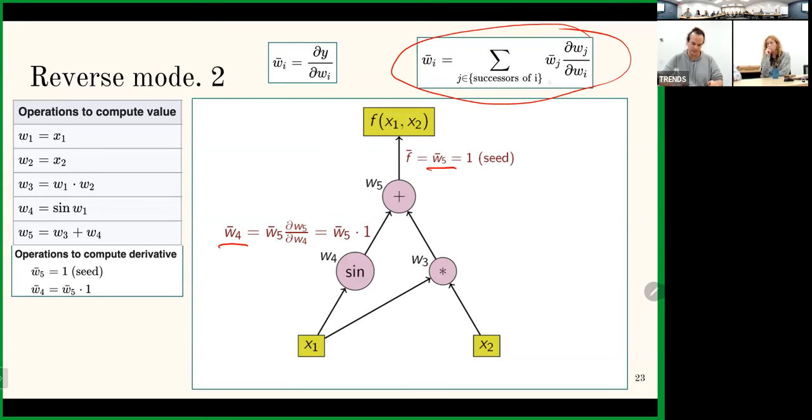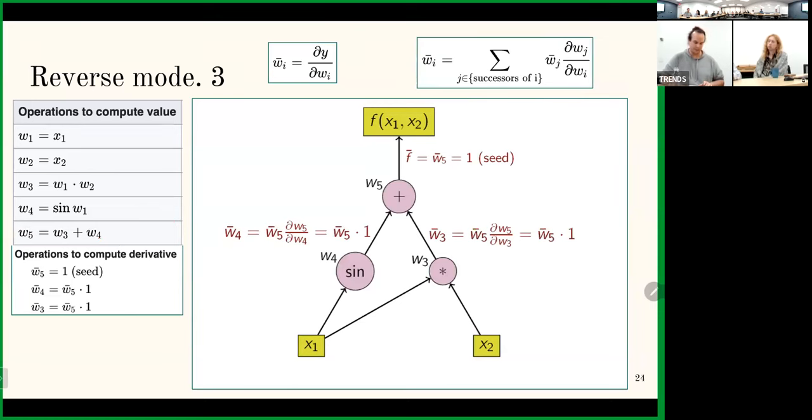You can see here that it is a summation over the successors of i. The successors of W4 are operations in which W4 can be encountered. In this case, there is only one successor, it's W5. And the adjoint of W4, using this formula, is the adjoint of W5 times the partial derivative of W5 with respect to W4, which is 1. So far, so good. Okay. Moving next. We repeat the same for the adjoint of W3. Again, it is only encountered in W5. The adjoint of W3 is the adjoint of W5 times the derivative of the summation. This is 1. Cool.